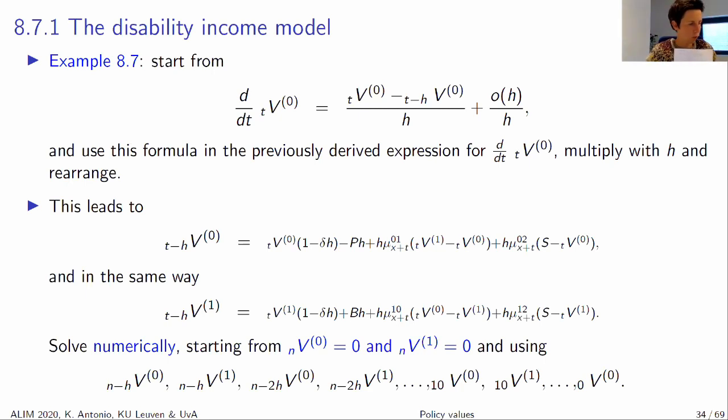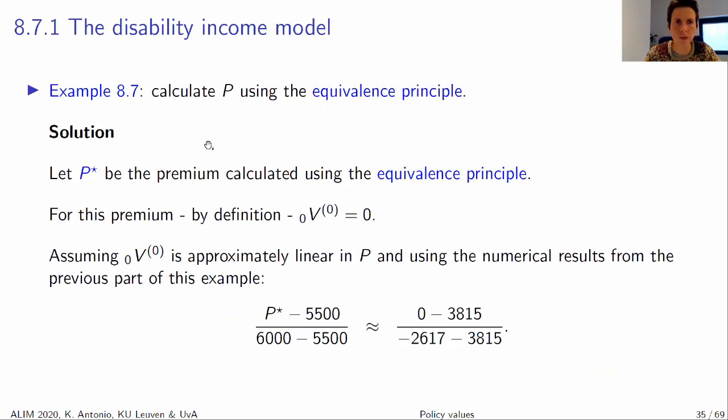Now here you have to be careful. When is the policy value at time 0 equal to zero? That is only equal to zero if we're using the equivalent premium, so if we use the premium that is determined by actuarial equivalence. And in this case, we got from the example a value for P of 5,500 or something, which is not necessarily the premium rate determined by actuarial equivalence. So that's also one of the questions in the rest of the example.